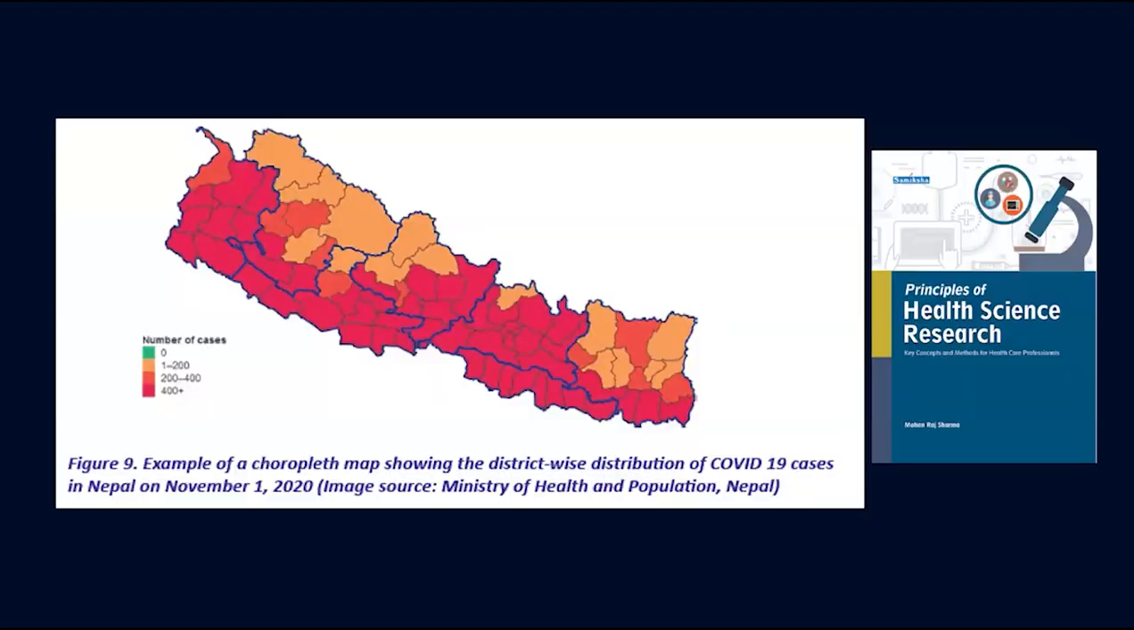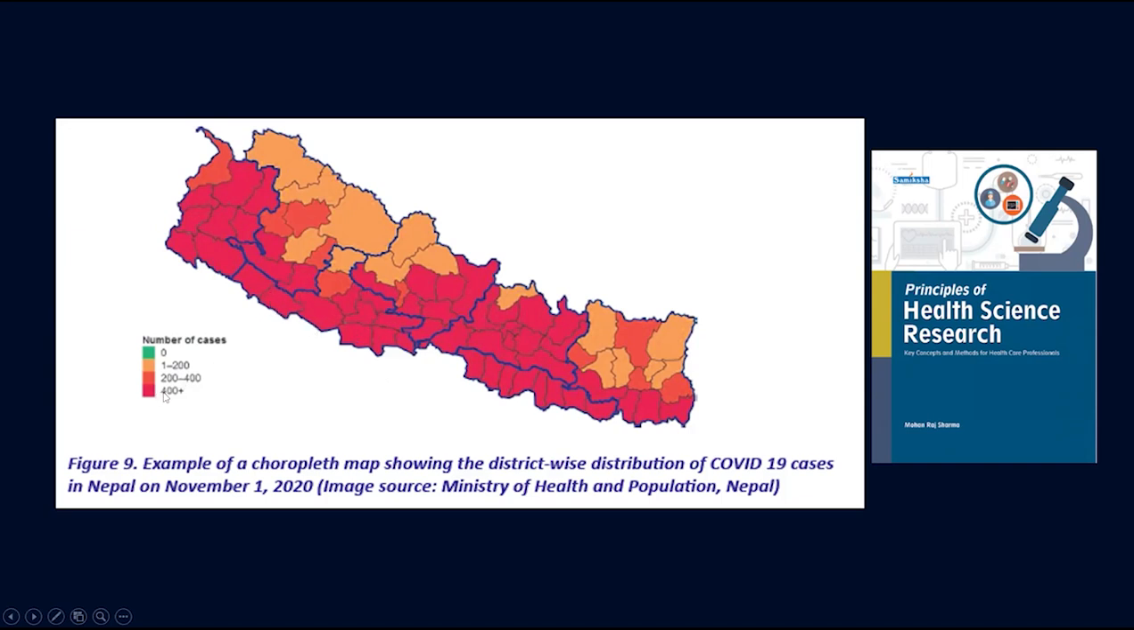This is an example of a choropleth map. This was taken from, again, the same book, the example of a choropleth map showing the district-wise distribution of COVID-19 cases in Nepal on November 1, 2020. This was taken from the Ministry of Health. So different colors are used to represent the magnitude of the problem.